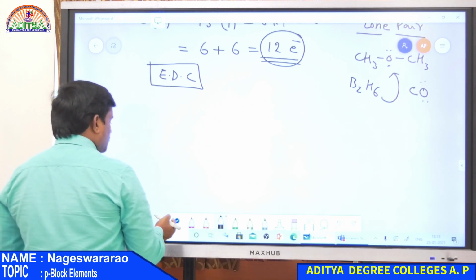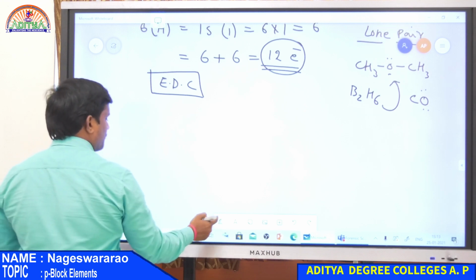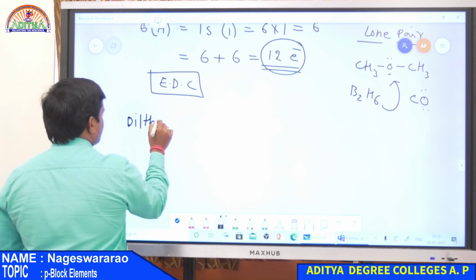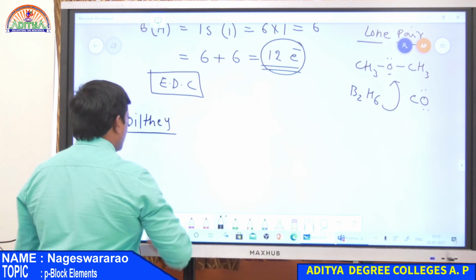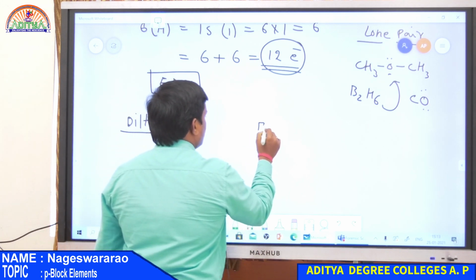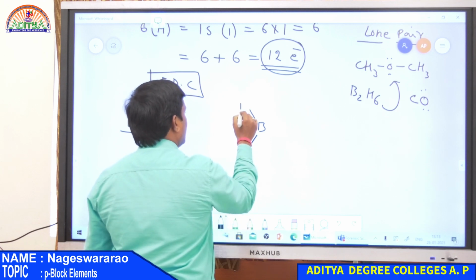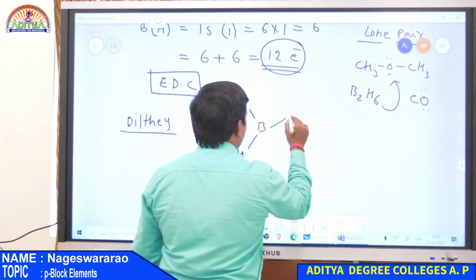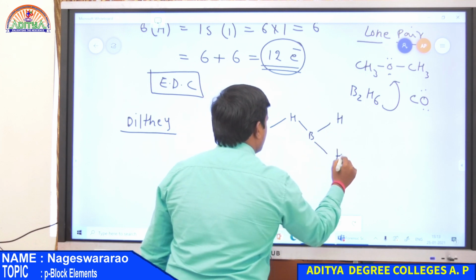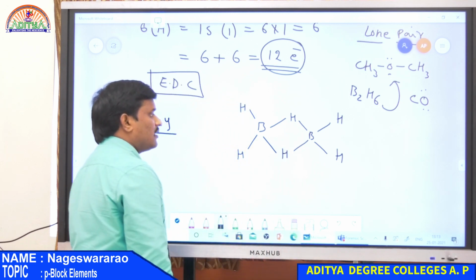Therefore, the possible structure for diborane is given by the scientist Dilthey. So Dilthey proposed a structure like this: hydrogen, hydrogen, so this is the proposed structure of Dilthey for diborane.